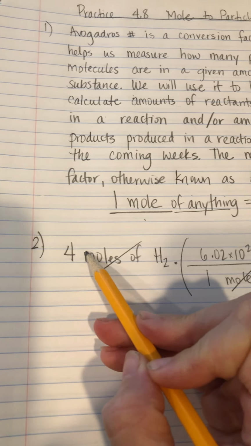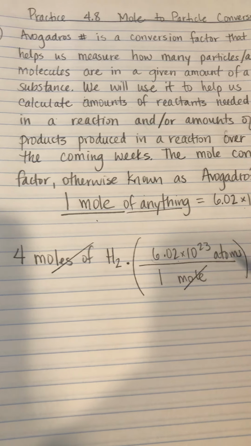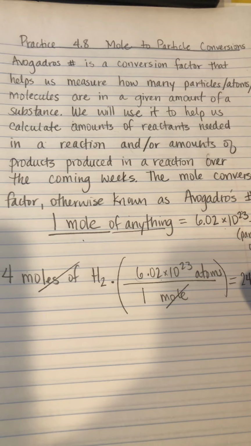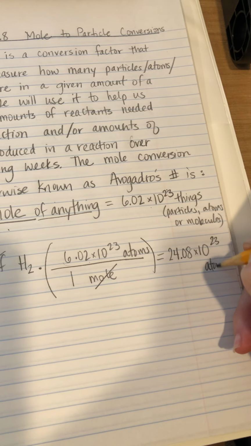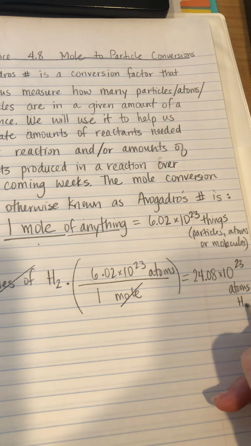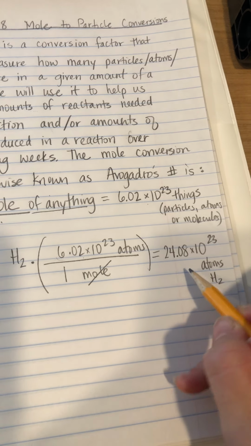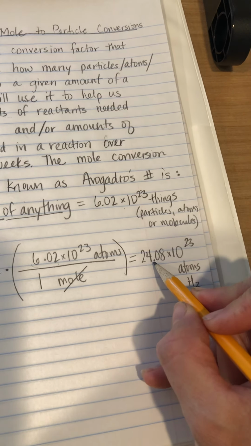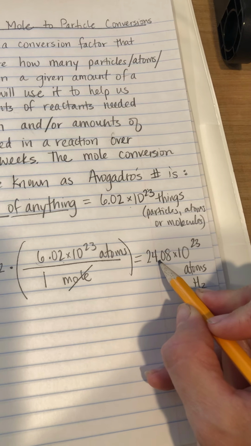And then you'll have 4, and you'll multiply it by 6.02, the coefficient, and we'll add 10 to the 23rd on the end. So we're going to get 24.08 times 10 to the 23rd atoms of H2. Now, this will be okay to leave it like this. You would still get credit. However, if you are aiming for the level 4, this is not appropriate scientific notation. Scientific notation is only supposed to have 1 digit next to the decimal.